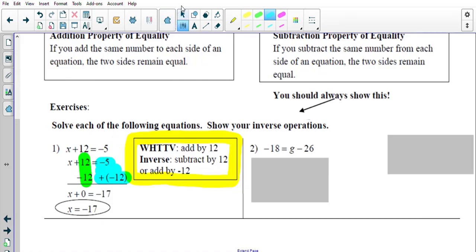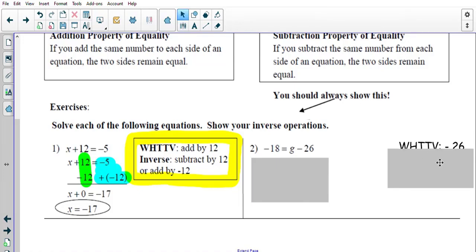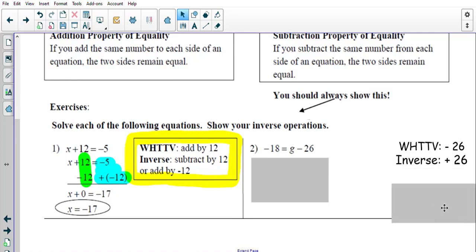All right, number 2, negative 18 equals g minus 26. So the thing that's happening to the variable here is we're subtracting by 26. And I know it's kind of hard to tell the difference between subtraction and a negative, but again, we're subtracting 26. The inverse of that is to add 26. Remember, you could also do subtract a negative.